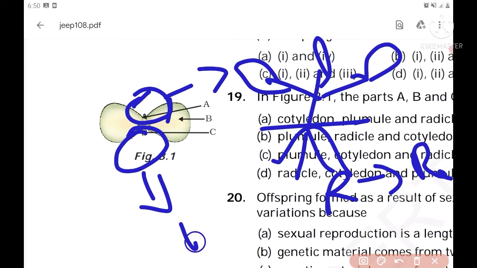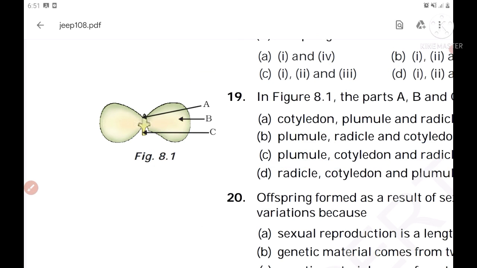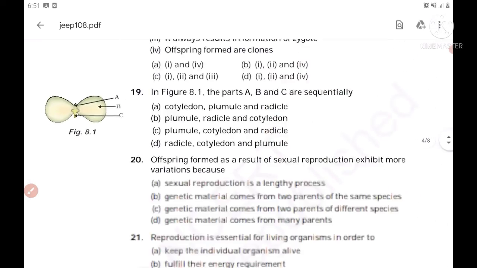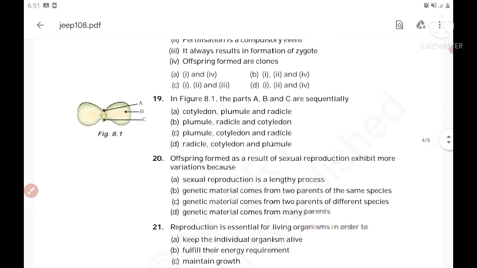So this is called the radicle. Simple to remember. And this is the shoot tip. Remember, it's the plumule. And this is the cotyledon. A will further grow up into a shoot tip, nothing but a plant which will have stem, leaves, flowers, fruits. And C is a root tip, which grows into roots. Answer is C.